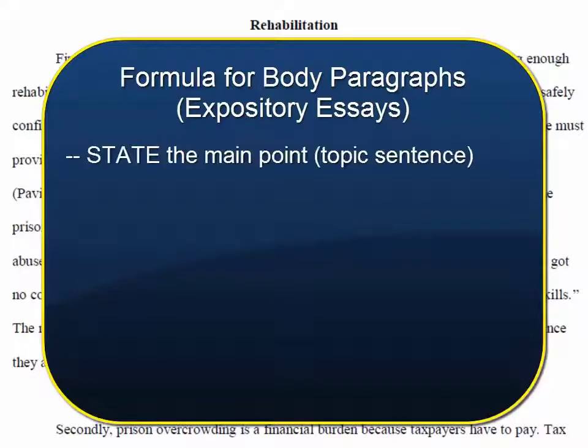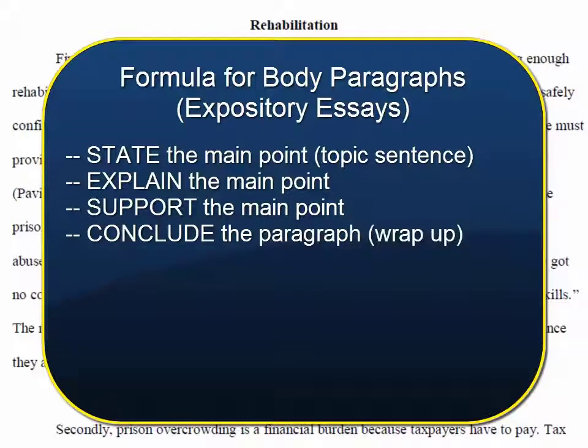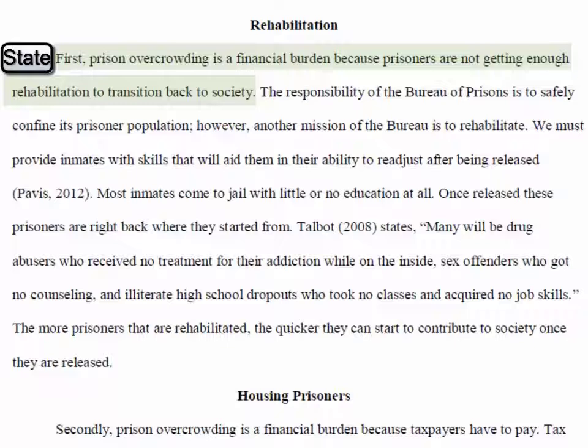That formula is: state the main point of the paragraph, explain or elaborate on the main point, support the main point, then conclude the paragraph, typically with your own words. Let's read the paragraph's stated main point. "First, prison overcrowding is a financial burden because prisoners are not getting enough rehabilitation to transition back to society." So, the point is stated in Jane's own words, colored green, and becomes the point that the paragraph will have to develop and support to a convincing degree: lack of rehabilitation.